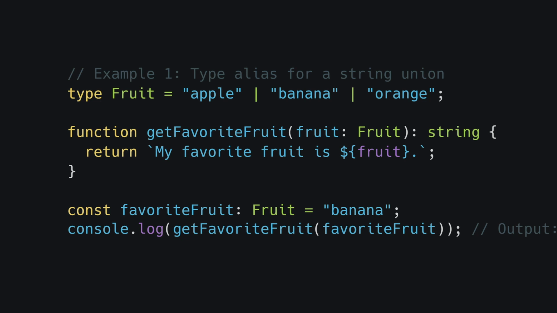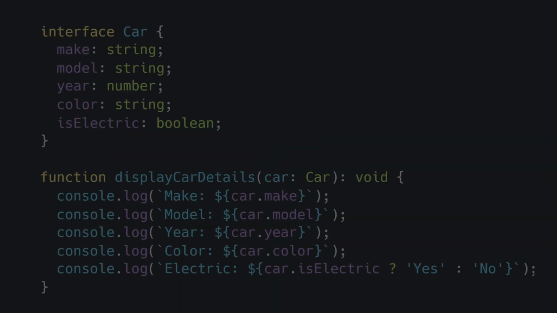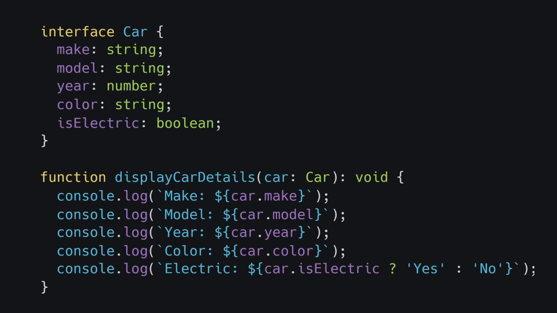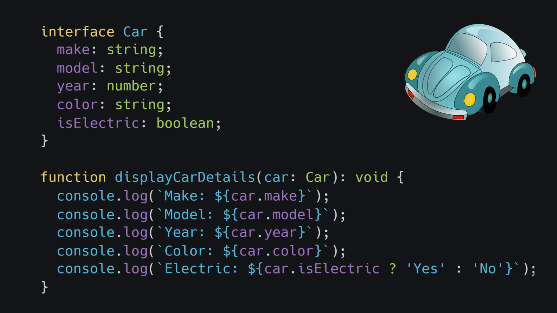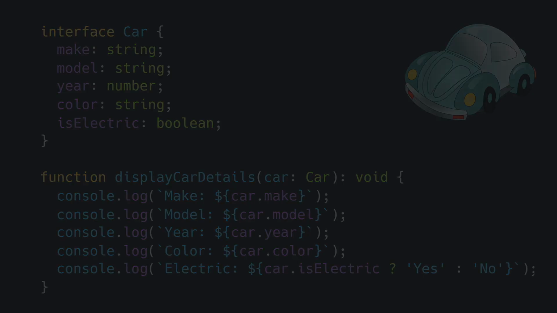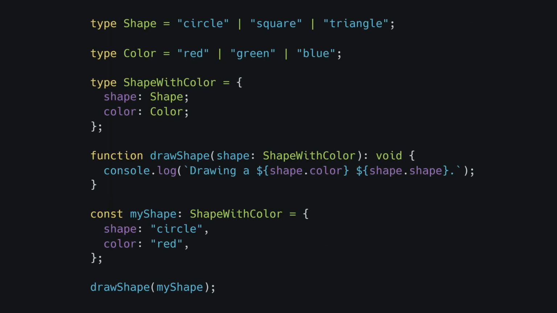Now that we understand the basics of interfaces and types, let's discuss when to use each one. While there is some overlap between them, there are a few general guidelines to keep in mind. 1. Use interfaces when defining the shape of an object. If you have a specific structure that objects need to adhere to, interfaces are a great choice. 2. Use types when you need flexibility and want to define custom types that go beyond object structures. Types can represent unions, intersections, and primitive types.